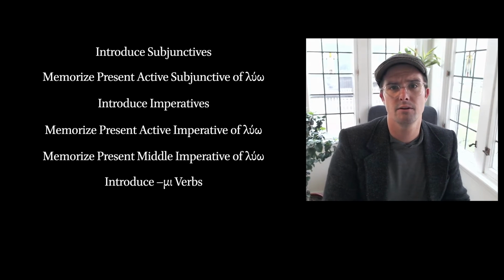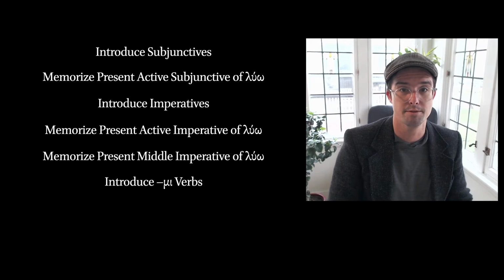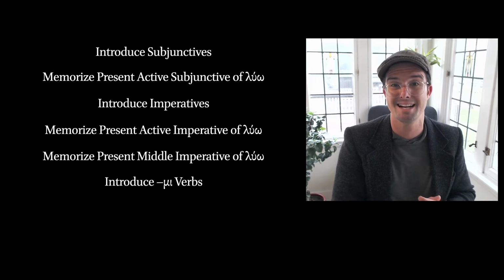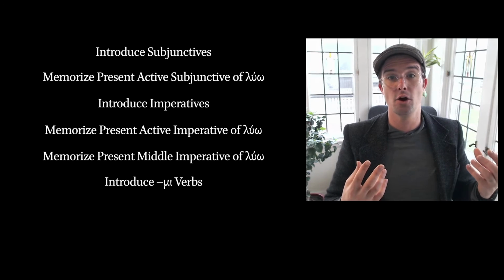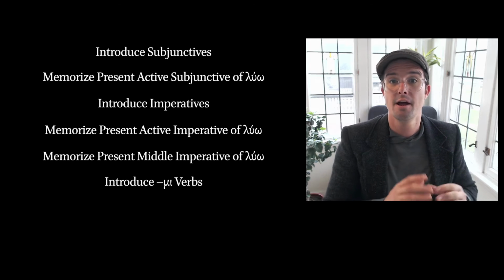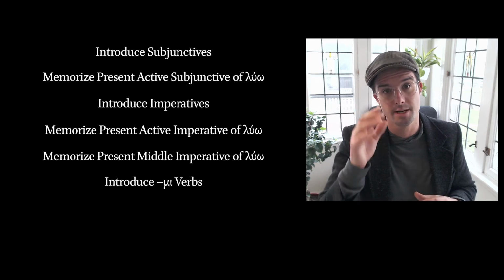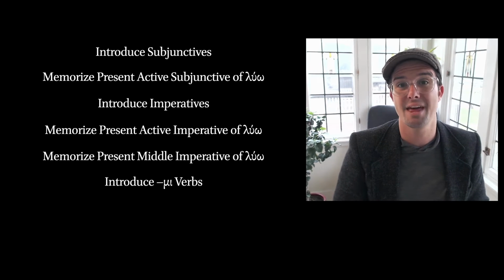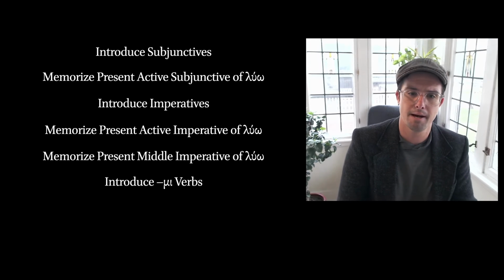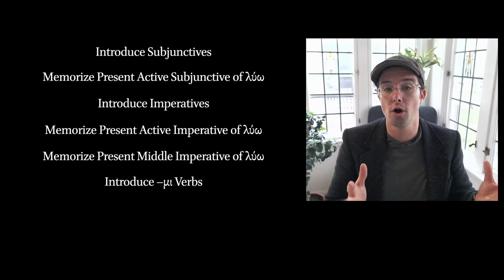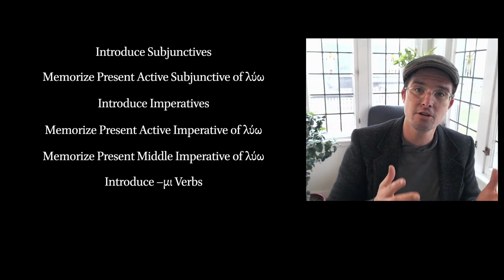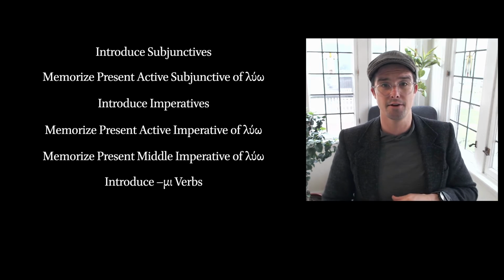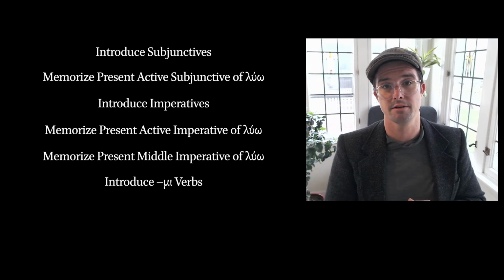And then the last thing we're going to introduce is what are called mi verbs. So far in this class, we've mostly seen what are called omega conjugation verbs. That is to say, the verbs end in omega in the first person singular. There's another group of verbs in Greek that end in mi in the first person singular. We've been introduced to one of these, eimi, the to be verb, but we're going to look at some more mi verbs. The good news is that mi verbs are not nearly as common in the Greek New Testament as omega conjugation verbs.